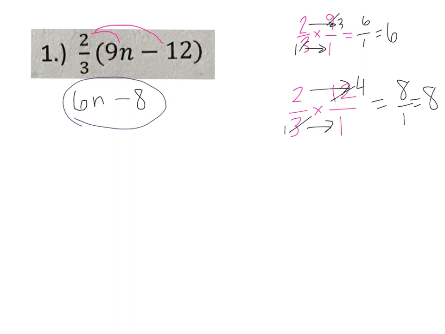But why can't we combine those? They're in two different families. One's the n family and one's the constant family. So I can't combine them since I don't know what n is. I can't do anything. So when I distribute and there's nothing else to combine, then I'm all done.